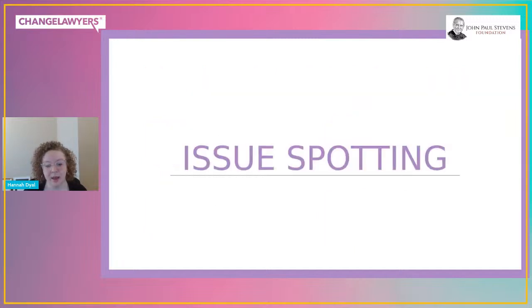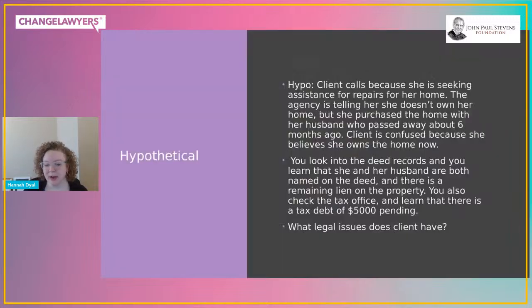Okay, so then going to issue spotting, I have a brief hypothetical that I'm just going to read and then run through. It's not really meant to test you guys. That's not the point. This kind of looks like what we get in a case description on our intakes. And then I want to run through the various issues that may come up in it.